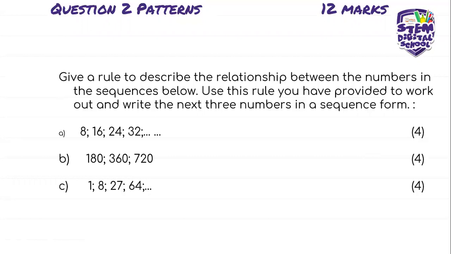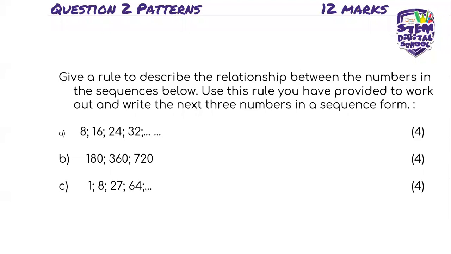Right. I hope that we are moving. First things first, to find the rule, and thereafter the next 3 terms. Of course, we want to give a rule just to describe the relationship between the numbers in the sequences. And of course, we need to use this rule to find the next 3 terms.